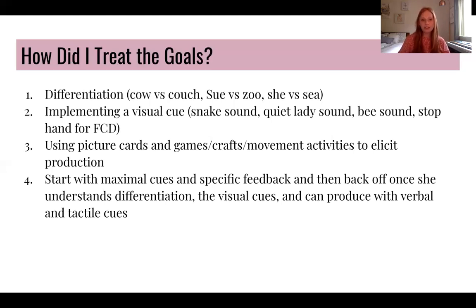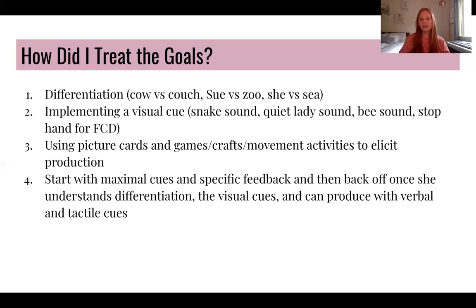And also, I skipped a point here because I wanted to go back to it. One way that I backed off was, instead of giving her very specific verbal and tactile cues, I started giving her a visual cue. So she learned that the S was a snake, and that was her snake sound. SH was shh, the quiet lady sound.